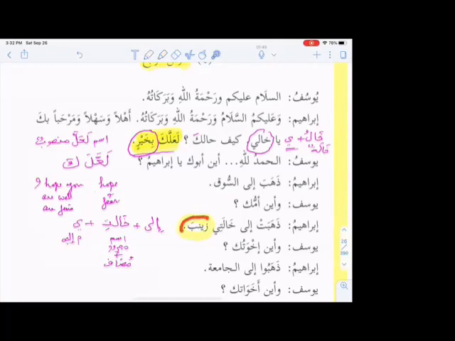This is majroor, because mansub has not come so far. So what is the value of Zainab here? Just bear it in mind. This is the badal for khalati.